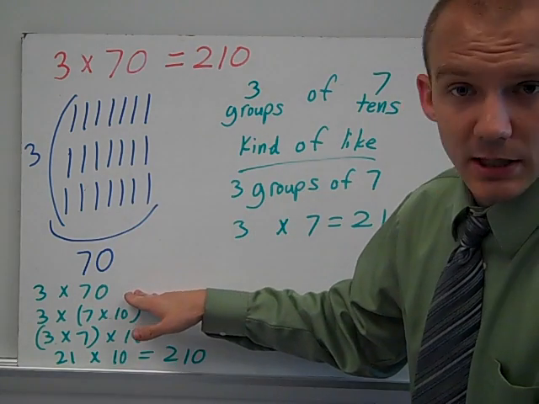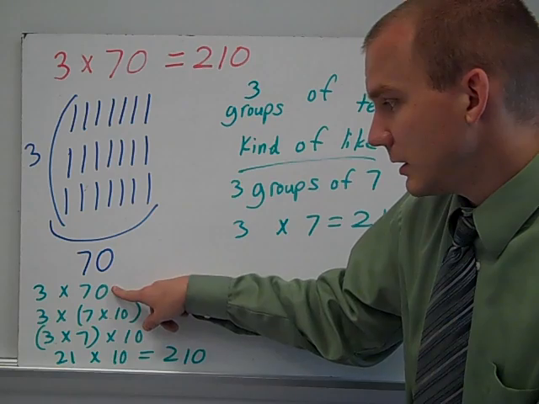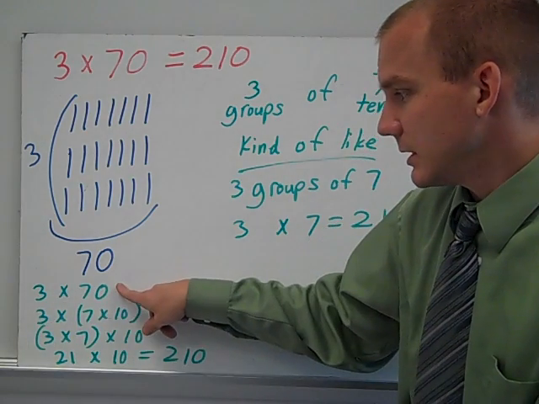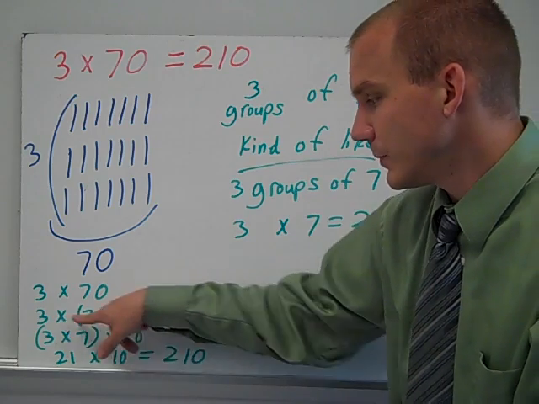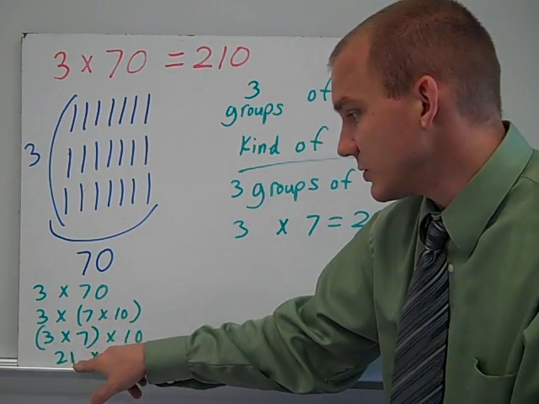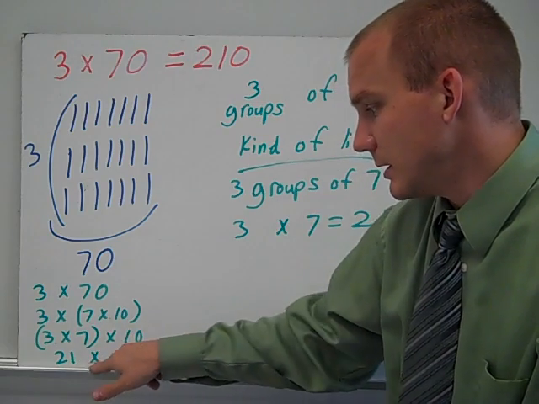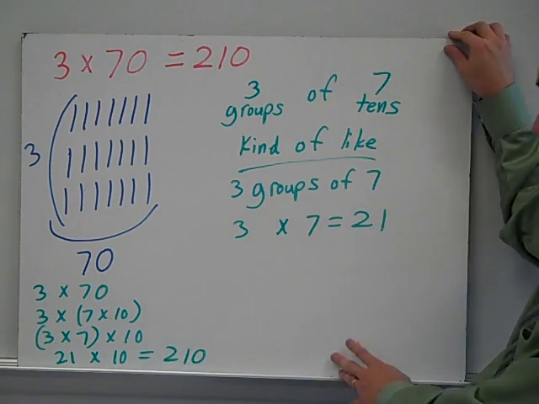Now here is using the associative property. You do 3 times 70. Well, 3 stays. 70 becomes 7 times 10. So it's 3 times 7 times 10. You regroup the 3 times 7. And 3 times 7 is 21 times 10. And 21 times 10 equals 210.